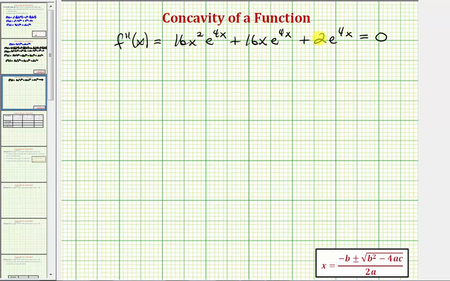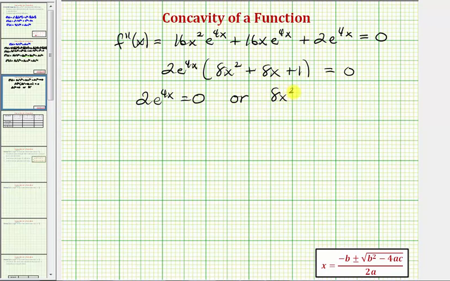And we'll start by factoring. Notice how the greatest common factor of the three terms would be 2 e to the 4x. So if we factor out 2 e to the 4x, we'd be left with 8x squared, and then plus 8x, and then plus 1. Of course, we can distribute if we want to check. So this product would be equal to 0 when 2 e to the 4x equals 0, or when 8x squared plus 8x plus 1 equals 0.